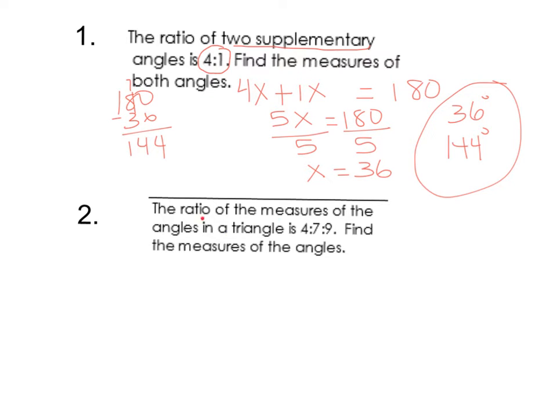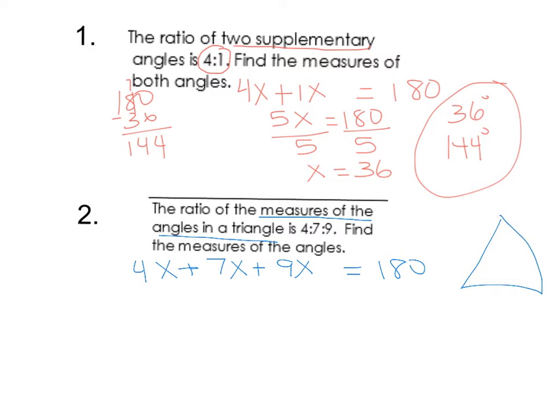Right, number 2, the ratio of the measures of the angles in a triangle are 4:7:9. Same idea. Think about what you know about the measures of the angles in a triangle. Those add up to 180, kind of like supplementary, but there are 3 of them. One angle is 4x, one angle is 7x, and one angle is 9x. Imagine our picture, a really beautiful triangle. This one's 7x, this one's 9x, and that one's 4x. Those are your 3 angles, and we're trying to figure out what each of them is.